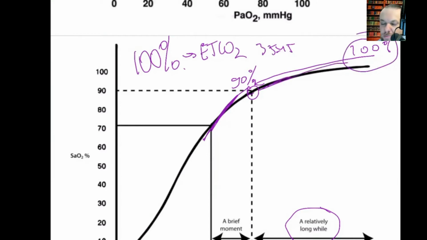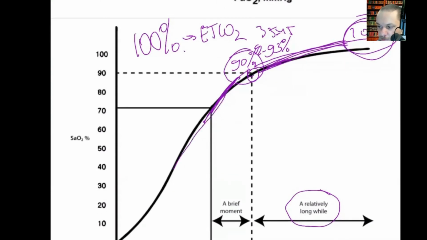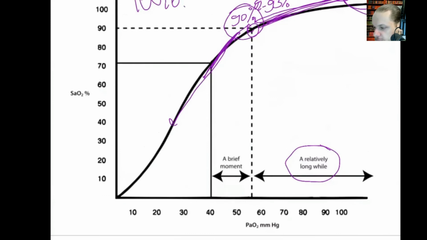But what you must keep critically in mind is the moment I start hitting 90%, and for you guys, I'll probably get to 93%, maybe 92%, you stop what you're doing. You stop what you're doing, and your next action is to put back the OPA or NPA or whatever adjunct was used, and you go back to 100% ventilation until this number is back at 100. Because here we can work. Here you have a dead patient, right? So that's why it says brief moment here, and you have a relatively long time.